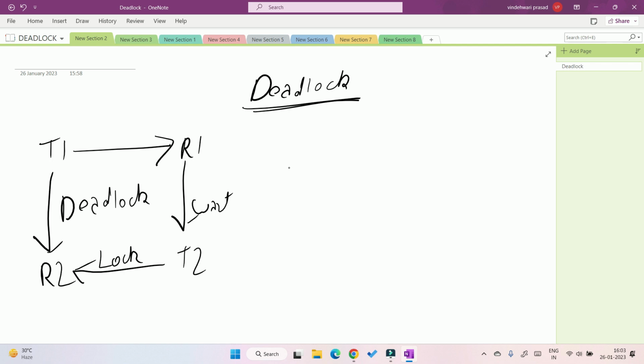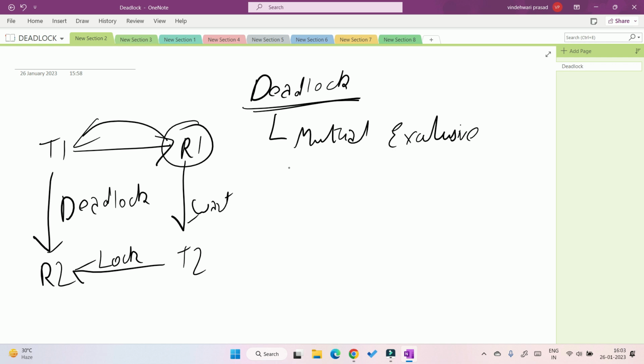And this deadlock situation happens because of four main reasons. First one is mutual exclusion. What does it mean? It means that if resource R1 is needed by T1, it can be locked by T1 so that no one can share that resource with T1. So it makes this resource R1 mutually exclusive, means locking that resource so that nobody else can use it, due to which this deadlock situation happens.